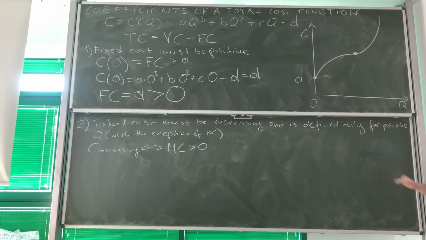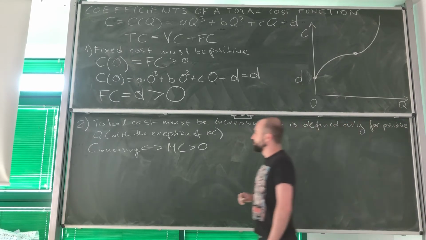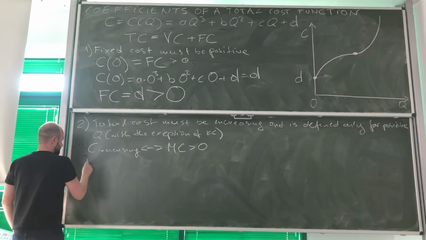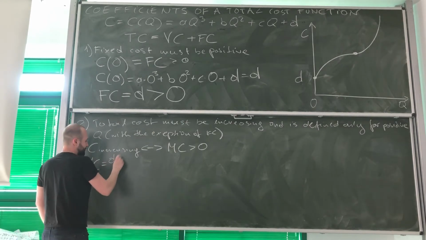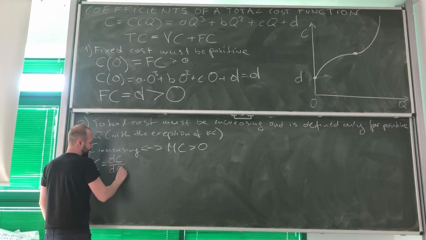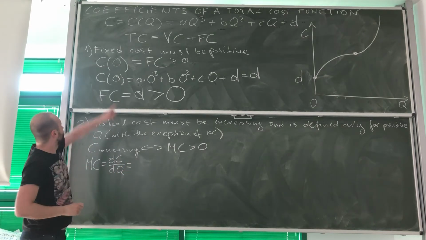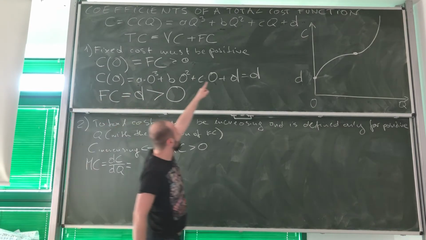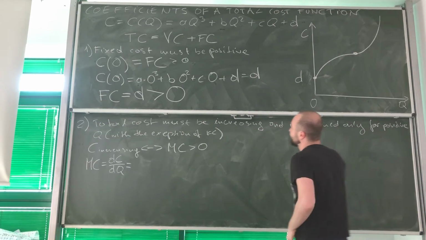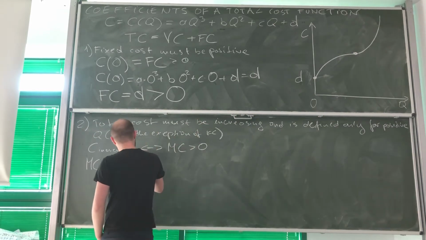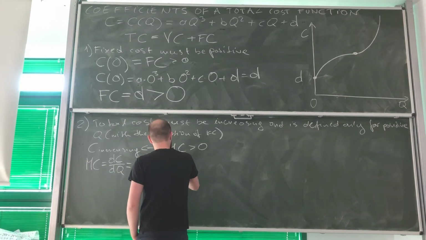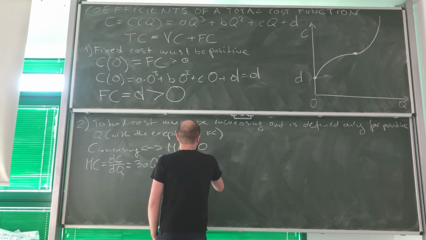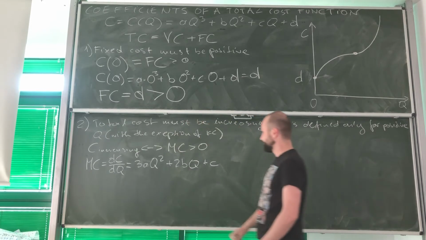Okay, so let's calculate marginal cost for this case. Marginal cost is simply the first derivative of total cost with respect to quantity. So we now take the total cost function and we differentiate it with respect to quantity. We get that this is 3AQ squared plus 2BQ plus C.